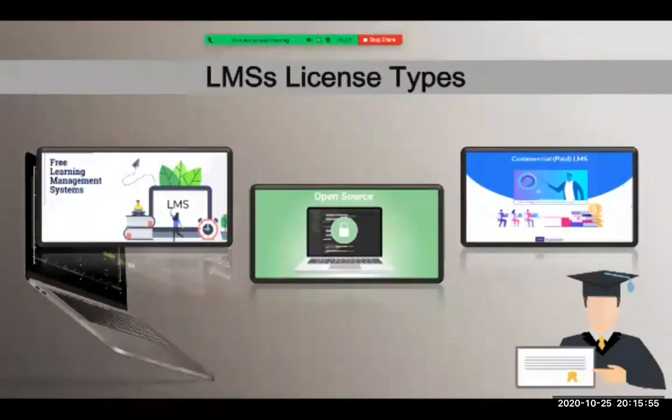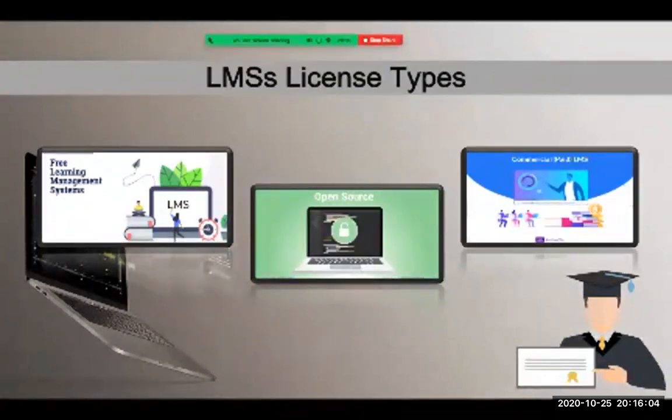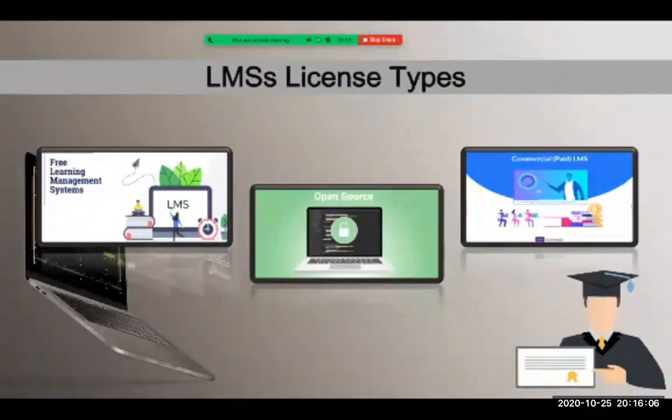The second one is free licenses, where you do not need to pay anything, but you can use the learning management system for your students, for your employees. And the last one is the paid version. We need to differentiate all these three versions.